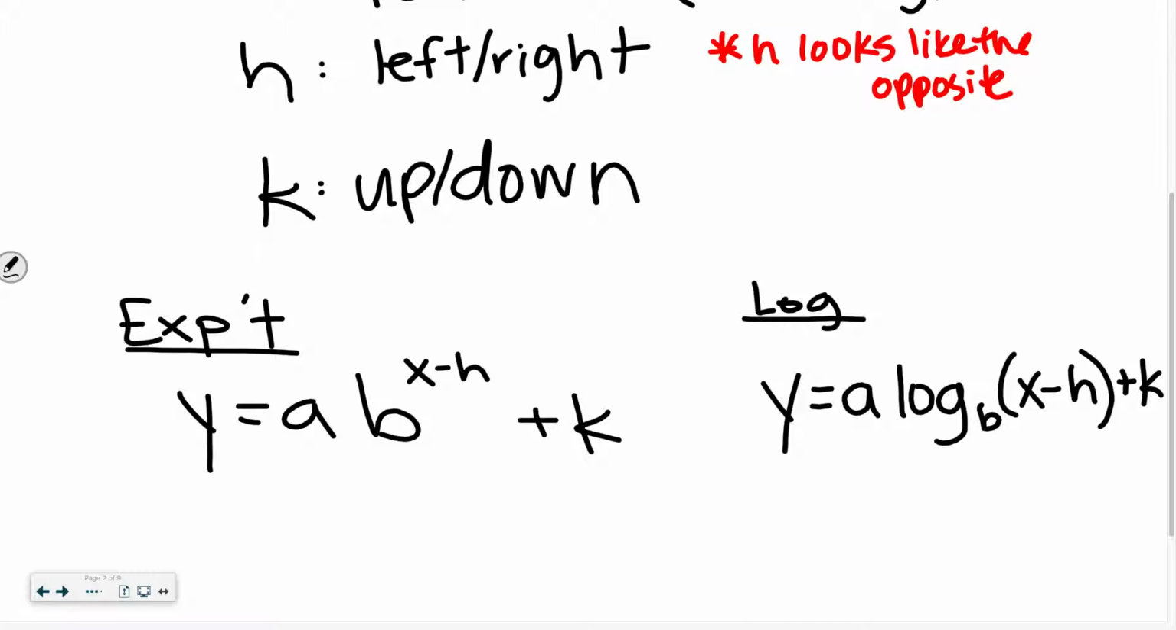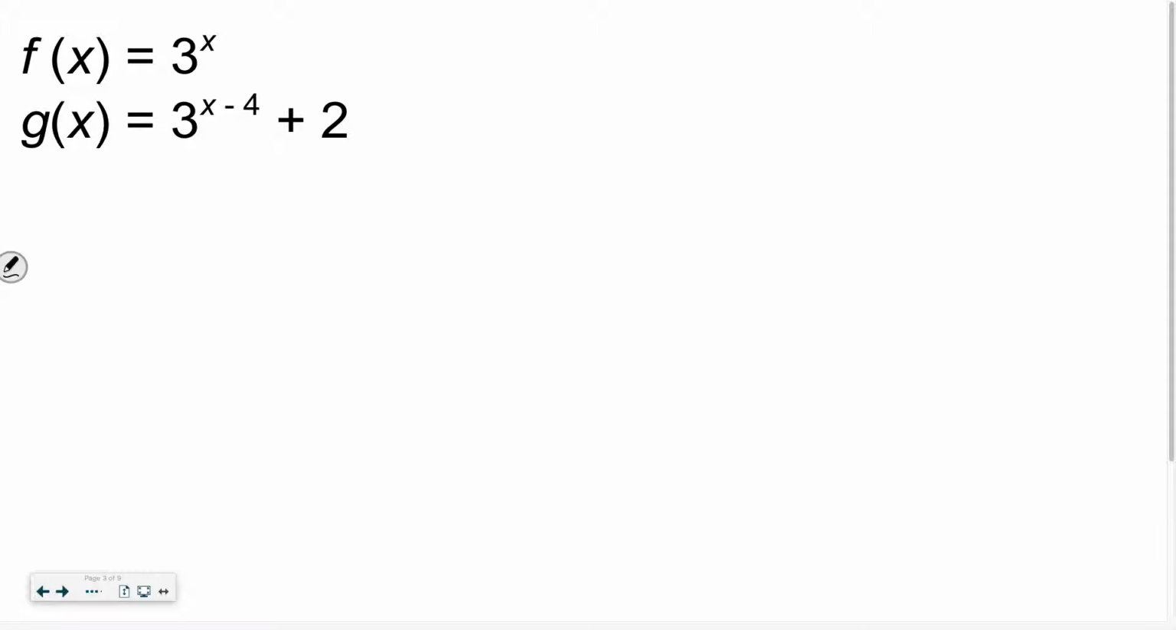Okay, so let's put this to work. What's this going to look like for you on your homework, on your quiz, on your test, going forwards? I've got two equations. F of x equals 3 to the x. G of x equals 3 to the x minus 4, plus 2. On the homework and on the quiz, I'll give you these two equations. I'm always going to give you the simple one, and I'm going to ask you to describe the transformations from the parent graph.